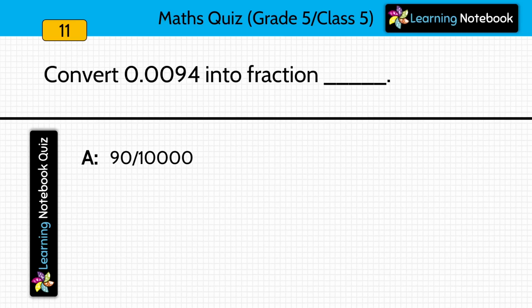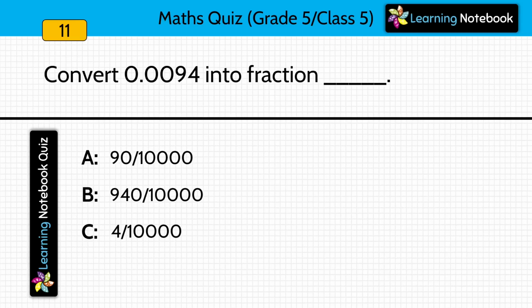Next question. Convert 0.0094 into a fraction. This is a question regarding converting decimals into fractions. Answer is option D, 94 by 10,000.